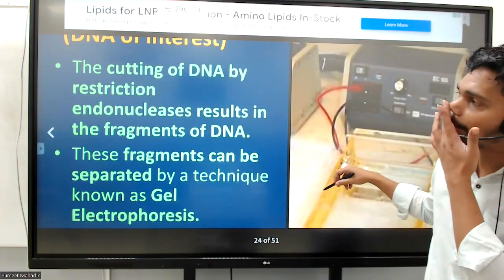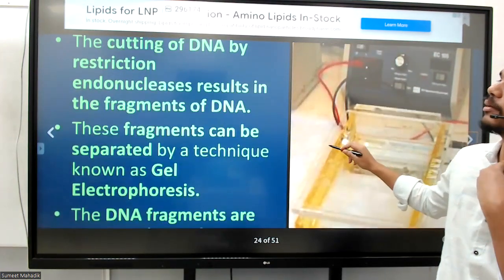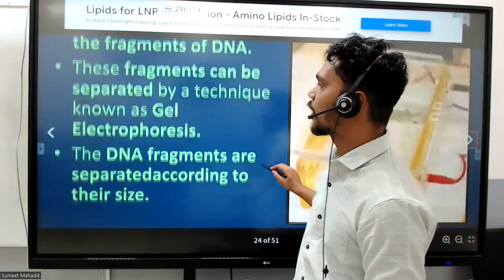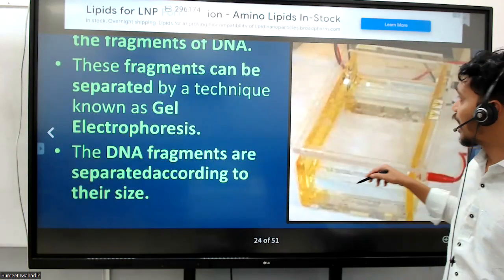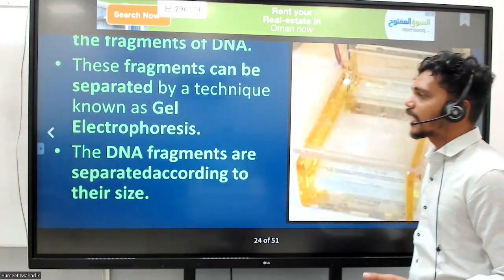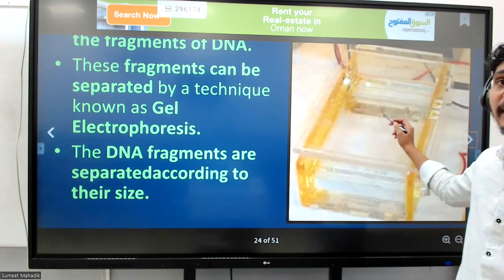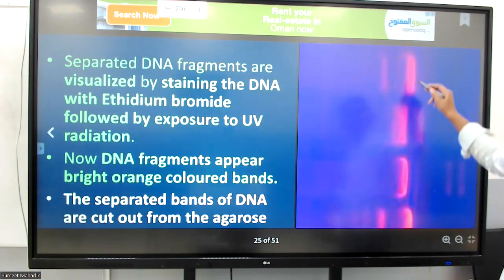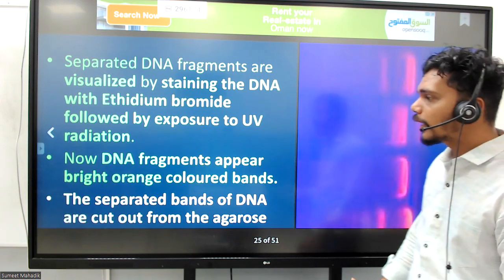The cutting of the DNA by the restriction endonuclease results in fragments of DNA. These fragments can be separated by the technique known as gel electrophoresis. This is agarose gel. The DNA fragments are separated according to their sizes. Separated DNA, can you see that? This process is called elution.